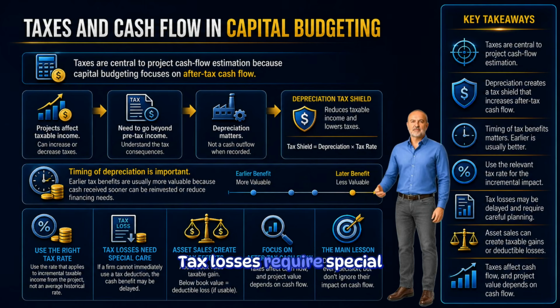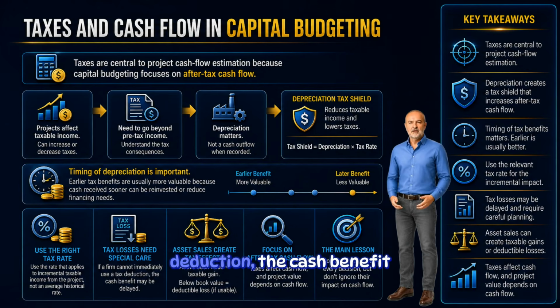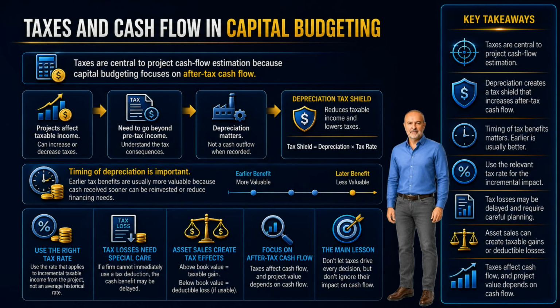Tax losses require special care. If a firm cannot immediately use a tax deduction, the cash benefit may be delayed. Asset sales also create tax effects. Selling an asset above book value may create taxable gain. Selling below book value may create a deductible loss if the firm can use it. The main lesson is not that taxes should drive every decision. The lesson is that taxes affect cash flow, and project value depends on cash flow.